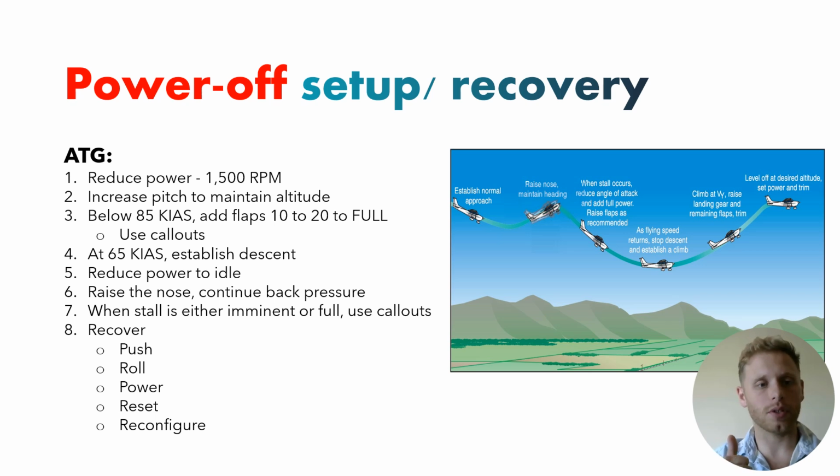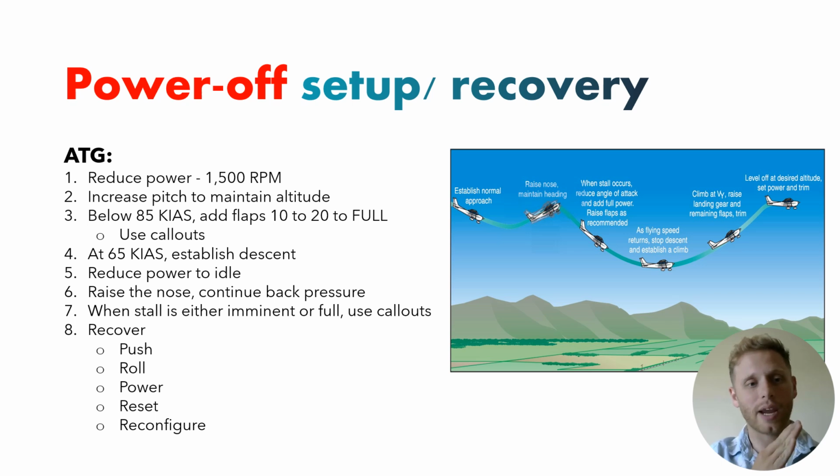Reduce power to 1500 RPM, increase pitch to maintain altitude, and below 85 knots, add flaps 10, 20 to full. Make sure you use your callouts. Below 110, call out flaps 10, below 85, flaps 20, and so on. At 65 knots, establish a descent, so you're getting into slow flight here. Then you reduce the power to idle. Raise the nose and continue back pressure.